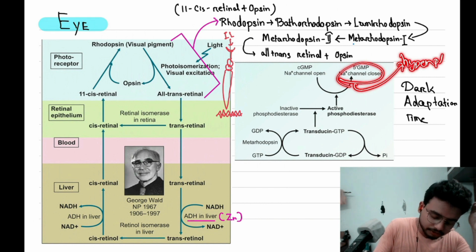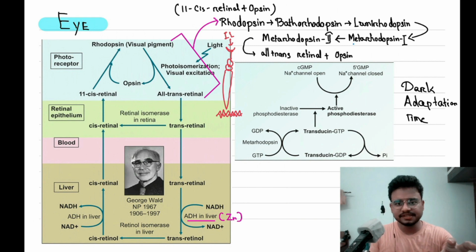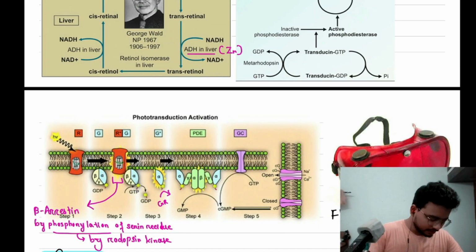Hyperpolarization, polarization is on other places. The depolarization causes action potential generation, but in the eye, the hyperpolarization causes action potential generation. Here is the same thing.